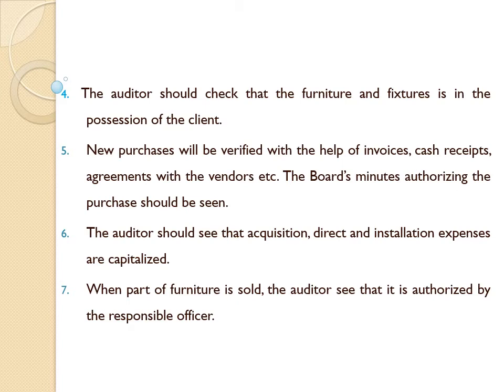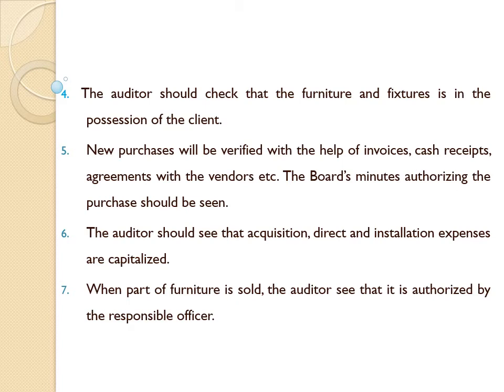New purchases will be verified with the help of invoices, cash receipts, agreements with the vendors. The board's minutes authorizing the purchase should be seen. While purchasing new furniture, there should be approval from the board of directors. And for that purpose, the auditor should see the invoices, cash receipts, and agreements with the vendor. The auditor should see that acquisition, direct, and installation expenses are capitalized.